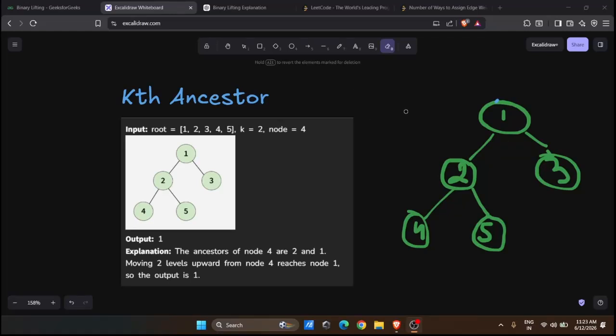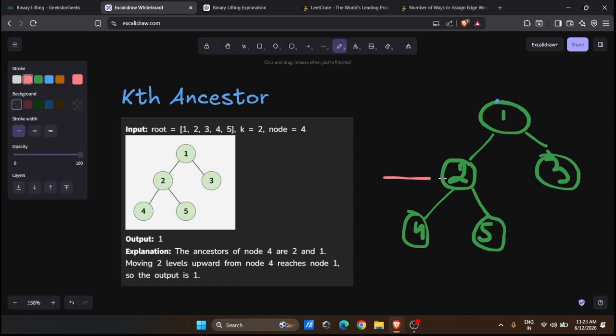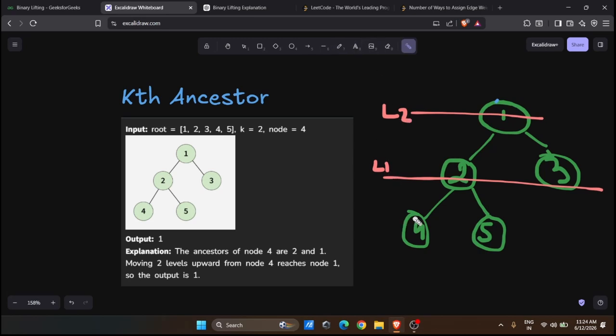So today's question is Kth ancestor. In this, we have to find the Kth ancestor of the given node. For this example, the node is 4. We have to find its Kth ancestor, which is 2. So level 1 is 2 and level 2 is 1. I mean to say that this is level 1, this is level 2, L1, L2. For node 4, its K2 is 1, so its answer is going to be 1.